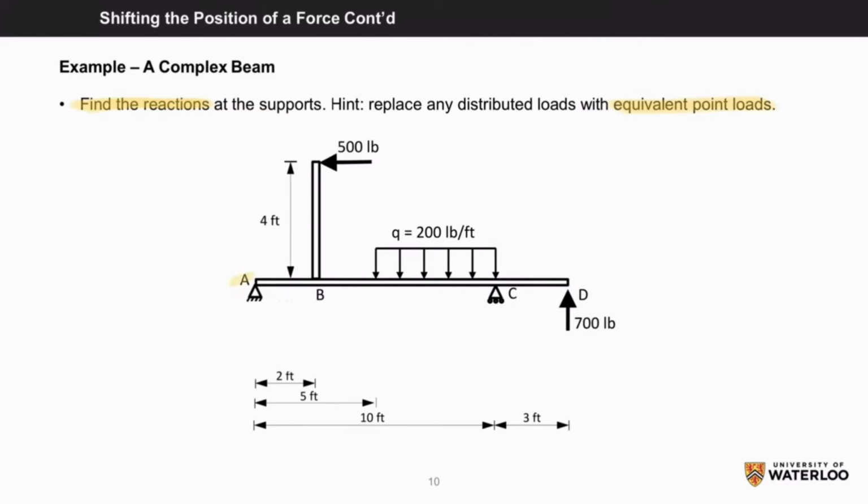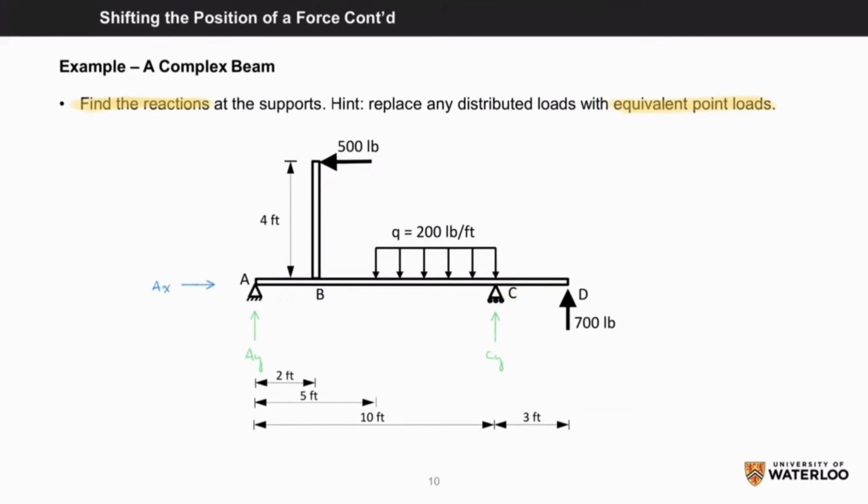The support at A is a pin support, so it will carry reactions in the vertical and horizontal directions, Ay and Ax. The roller support at C will carry a reaction in the vertical direction only, since it is free to move in the horizontal direction, giving us Cy.